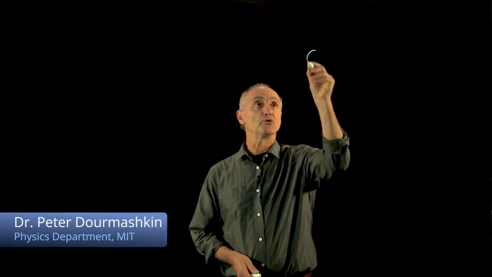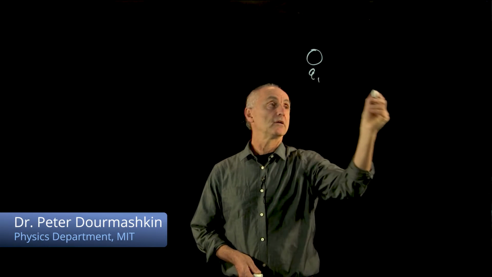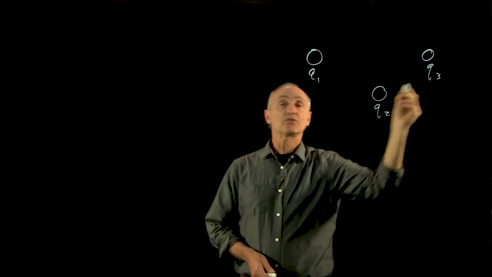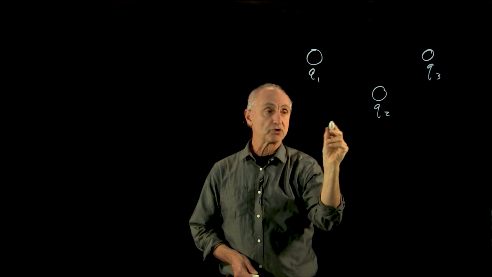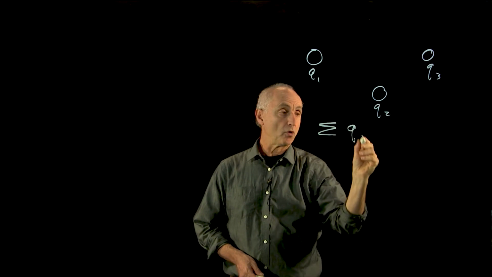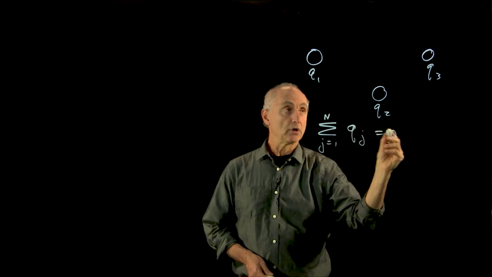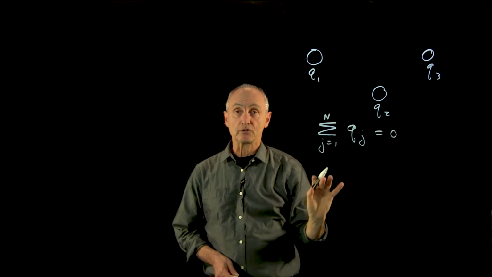Let's consider a distribution of charges, Q1, Q2, Q3, and so on, such that the total charge of this distribution, so I'm going to sum over all the charges, j goes from 1 to n, is 0. So it's a neutral distribution of charges.